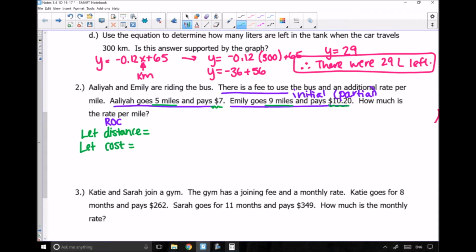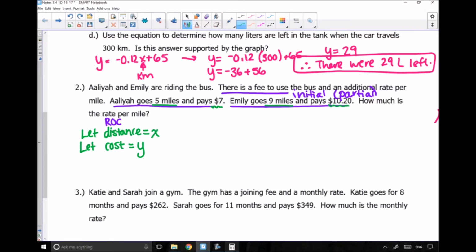But the question is, which one is the independent variable? Which one depends on the other? Well, the cost depends on how far you go. So the cost is the dependent variable, so cost is y. If the cost is dependent, then the distance is independent, so the distance is x.